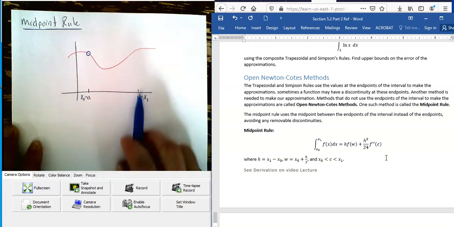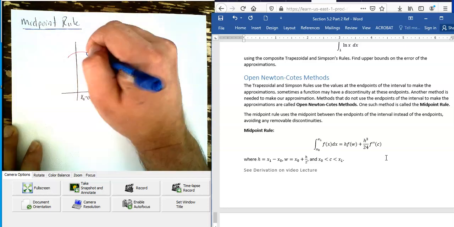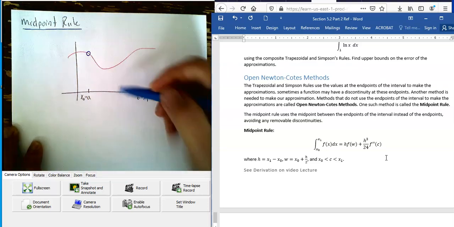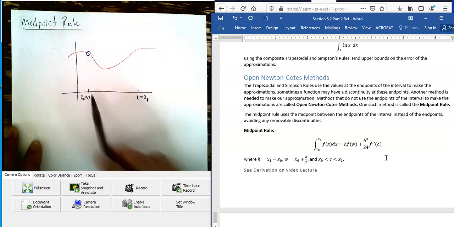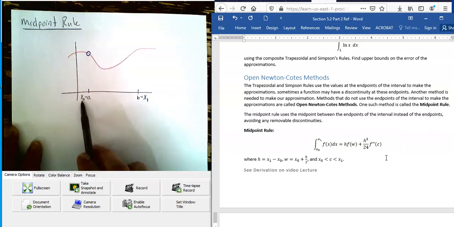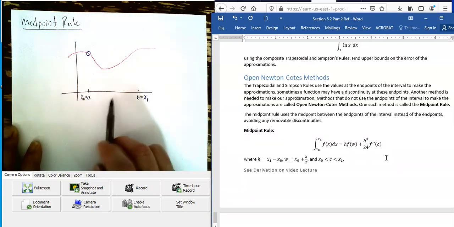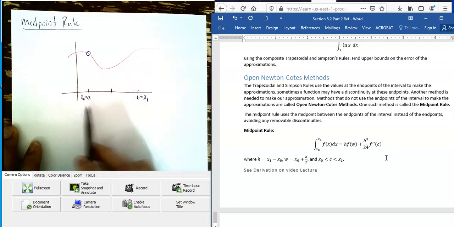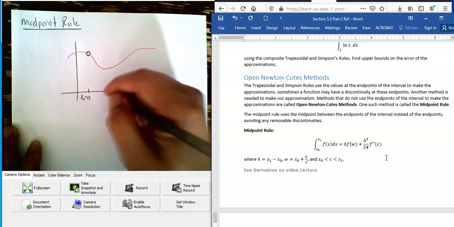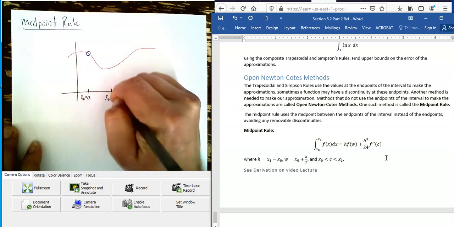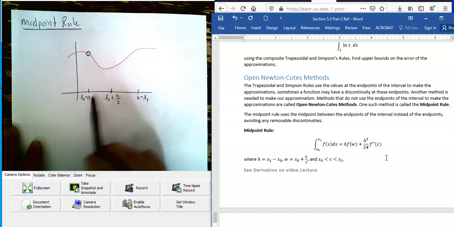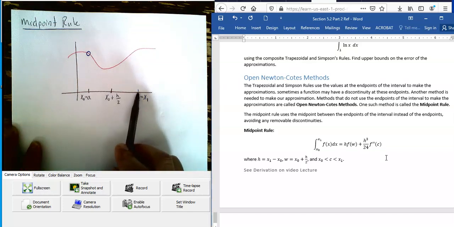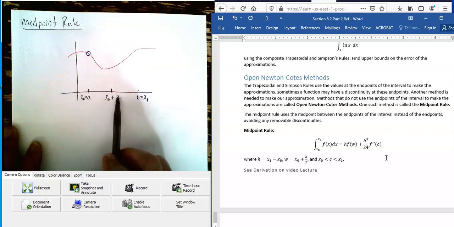If we have this discontinuity, or at both endpoints for that matter, let's say we have this removable discontinuity right here, we could have an asymptote there as well. There's no way to get the function value for f of x naught. So what we do is we utilize the midpoint of this interval. Here, the midpoint is x naught plus h over 2. Again, the entire length of this interval is h, so adding x naught plus half of h gives us this coordinate here.